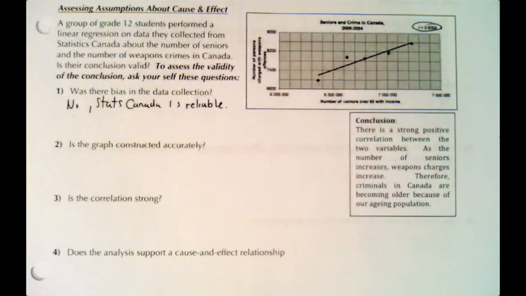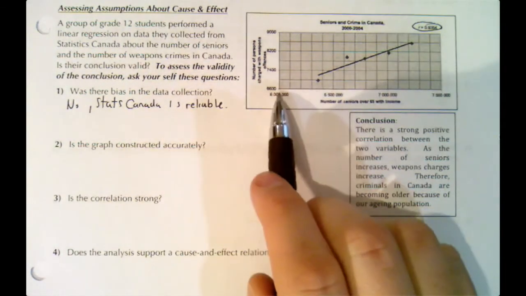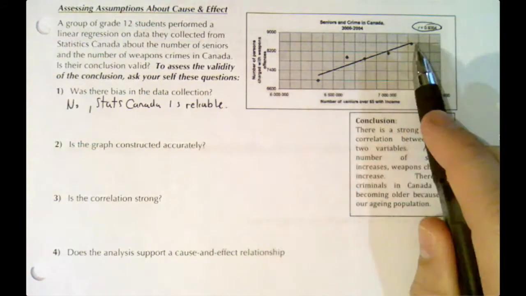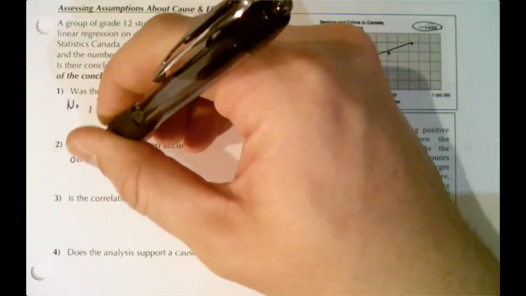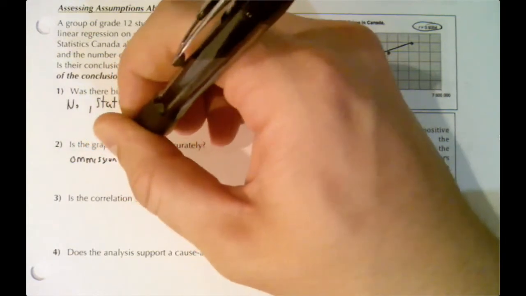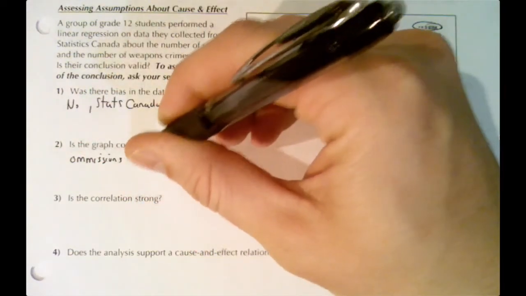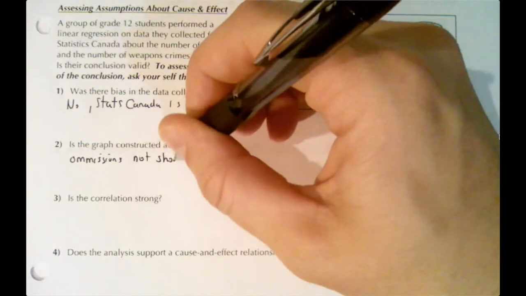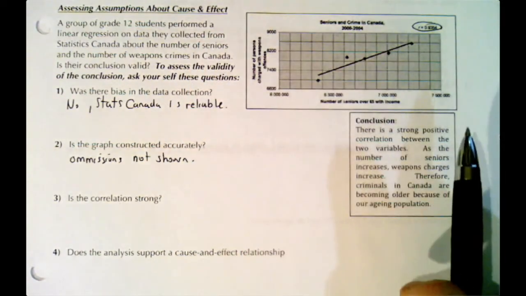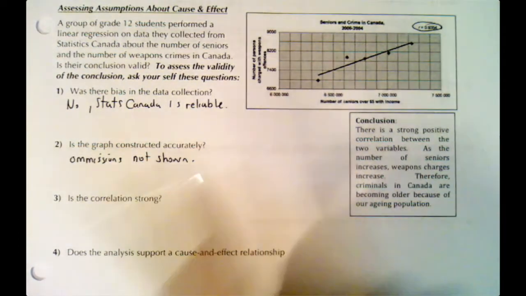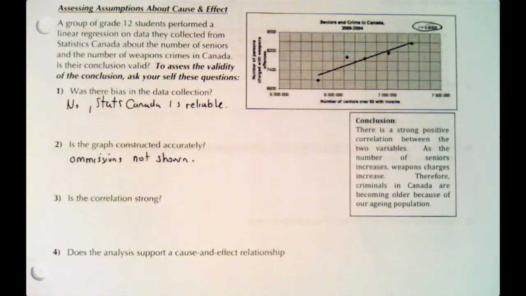Is the graph constructed accurately? Well, we didn't show any omissions, but the data is spread out, so that's not bad, but we should show the omissions. Now the thing is, when you create a graph on Google Sheets or Excel, you can't actually show breaks. So it's not your fault if in your assignment you didn't show your break.